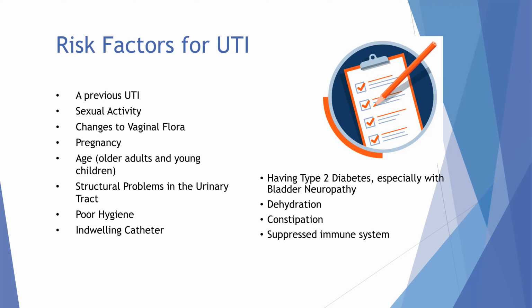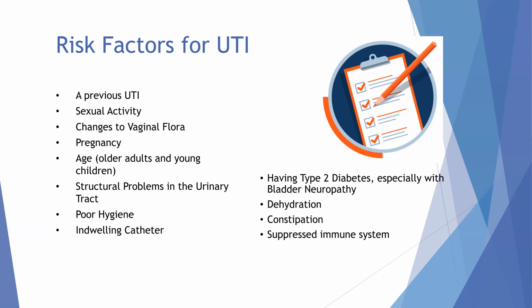Sexual activity is a risk factor, simply because there's a lot of movement going on around the area, and bacteria can be inadvertently moved toward the urethra opening. Changes to the bacteria that normally live in the vagina can lead to a UTI. For example, women who are experiencing menopause or who use spermicides, those things can cause bacterial changes and lead to urinary tract infection. Pregnancy increases the risk due to hormone changes.